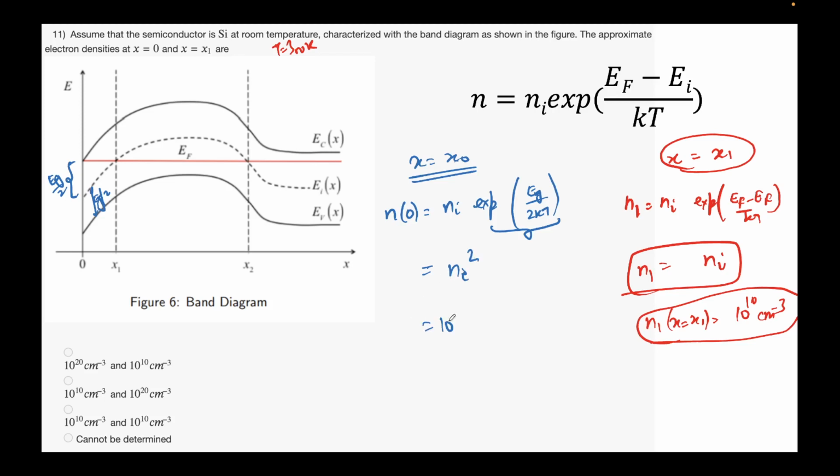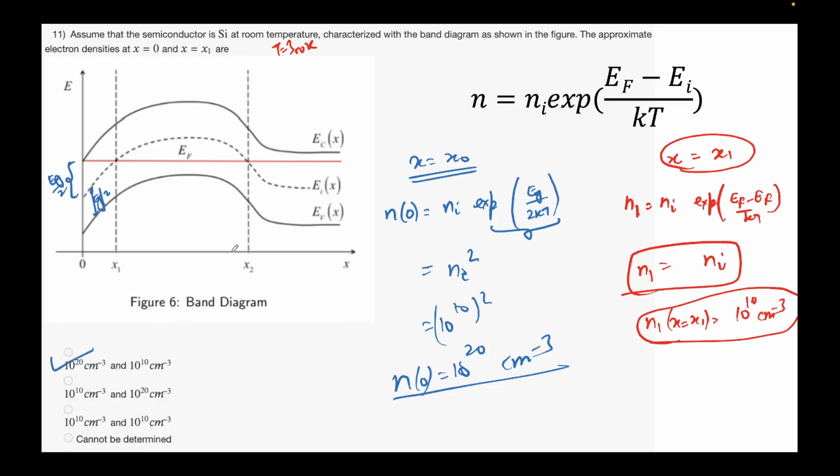This means it comes out to be 10 to the power 10 squared, so 10 to the power 20 cm^-3. So n0 at x equal to 0 is turning out to be 10 to the power 20 cm^-3. So this is our correct option, option A. That's fine. Anyone can put the numbers.